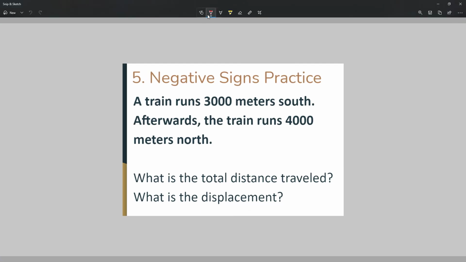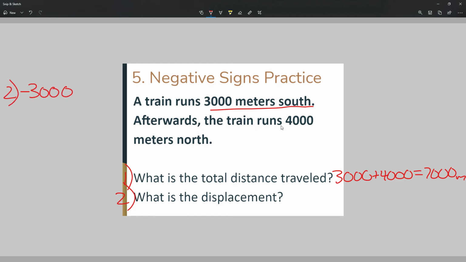A train runs 3,000 meters south, right? So we're going to say this is a train runs 3,000 meters south. Well, we're going to do distance first. What's my total distance traveled? 3,000 plus 4,000 gives us 7,000 meters. What's the displacement? So we're going to assume south to be negative, right? So we're going to do negative 3,000. And north to be positive, so plus 4,000. So we get 1,000 here, 1,000 meters.